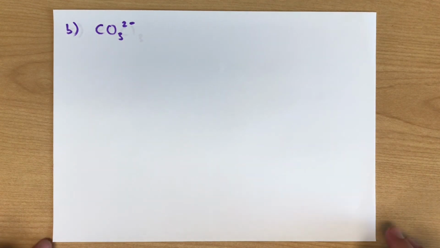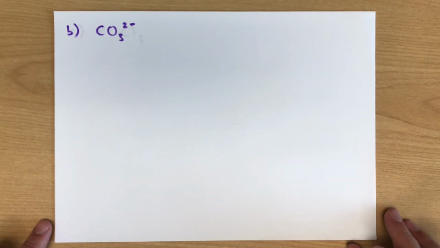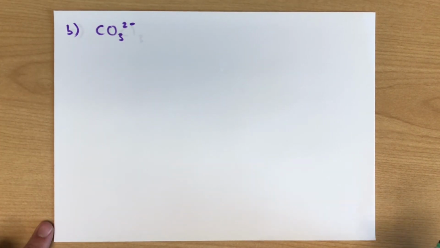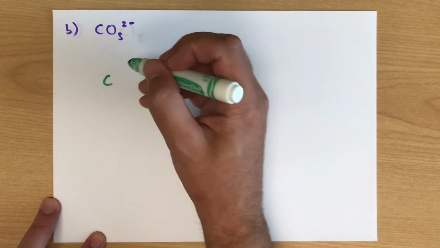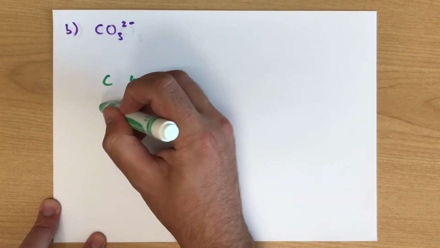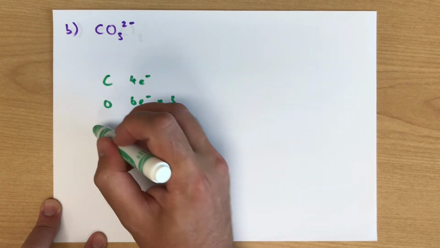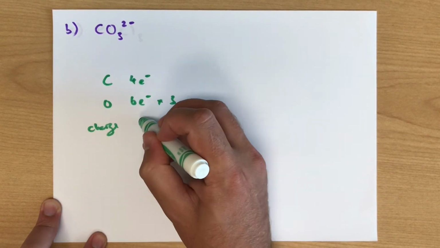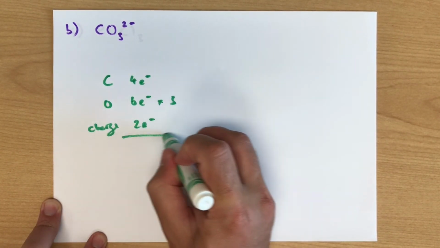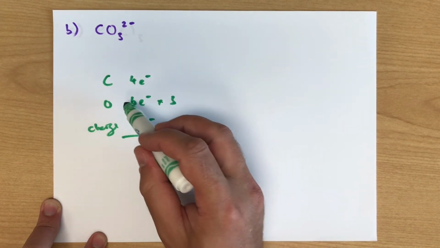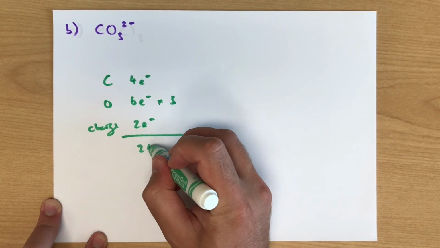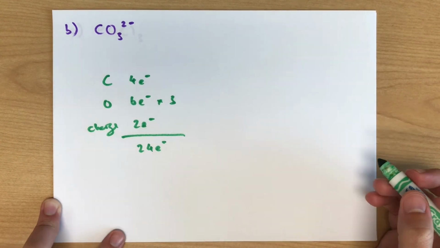Why don't you have a go at this polyatomic ion, CO32-. Pause here and have a go. Carbon has 4 valence electrons. Oxygen has 6 valence electrons, and there's 3 of them. And because of the charge, I get an extra 2 electrons. 4 and 2 is 6, plus another 18 gives me 24 electrons total to work with.